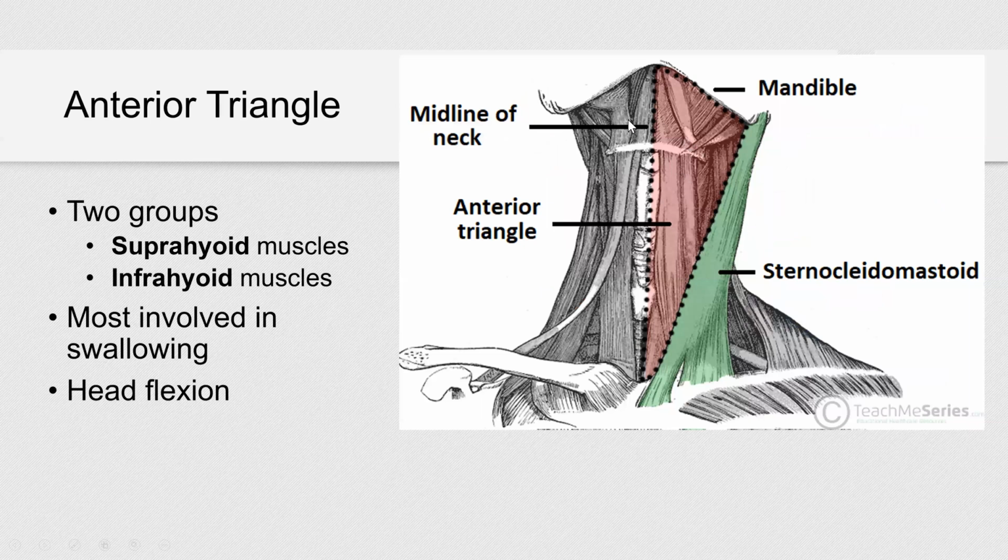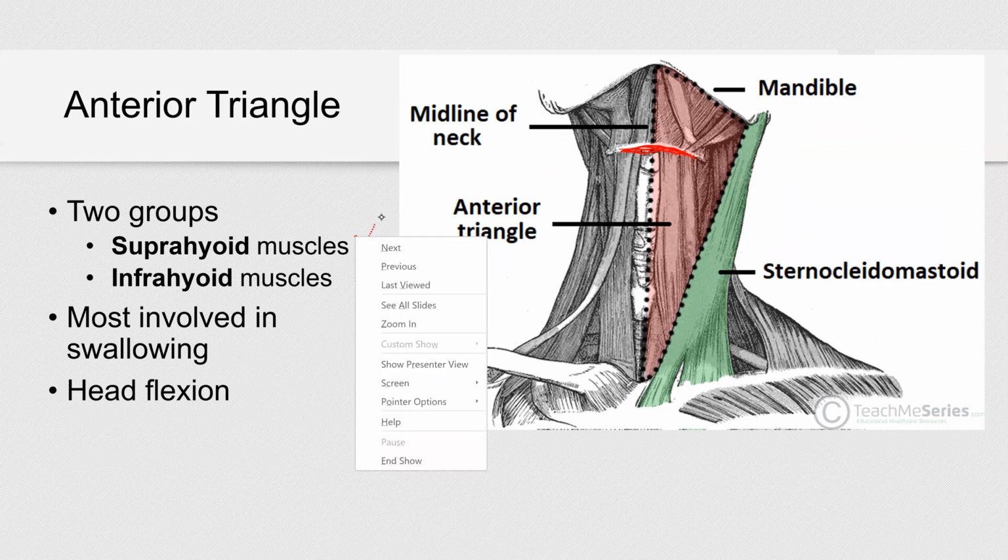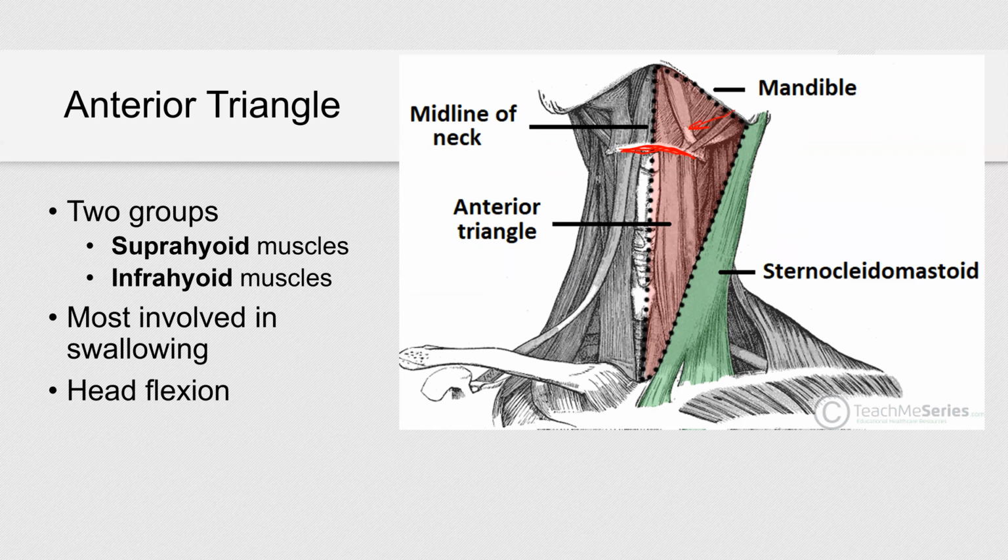So in the anterior triangle, you can see we have a good amount of muscles here, but we're just going to divide them into 2 groups: suprahyoid and infrahyoid. So this is your hyoid bone. Muscles above the hyoid bone will be muscles of the suprahyoid group, and muscles below, so all muscles over here in the anterior triangle, will be infrahyoid muscles. Most of them are involved in swallowing and head flexion.